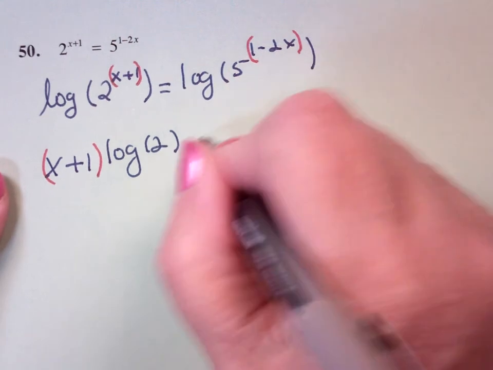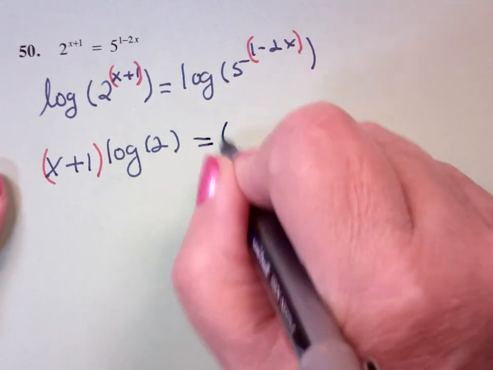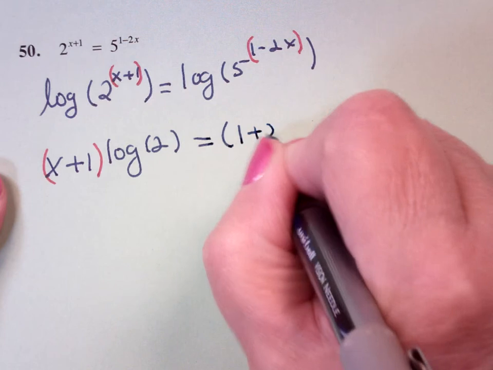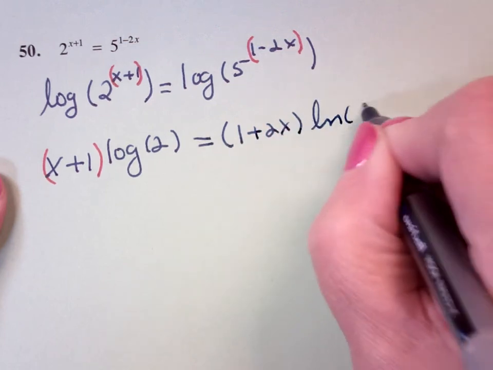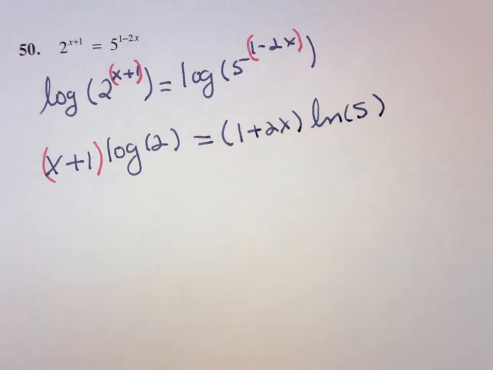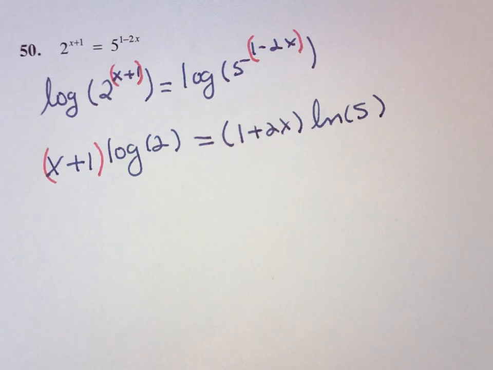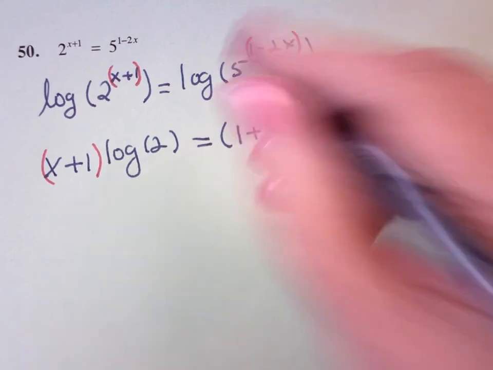Because I've got the same issue with the guy on the other side. I'm bringing down a 1 plus 2x. And this is going to be times the log of 5. Log of 2 is just a decimal number. Log of 5 is just a decimal number. 1 minus 2x. Okay, 1 minus 2x.